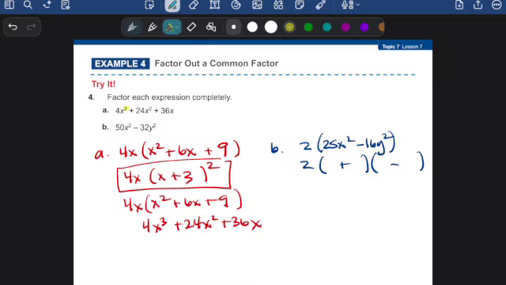Take the square root of the first term. What's the square root of 25x squared? 5 and x. Take the square root of the second term. It's going to be 4 and y. There's our answer. And you can go through and check using the distributive property.